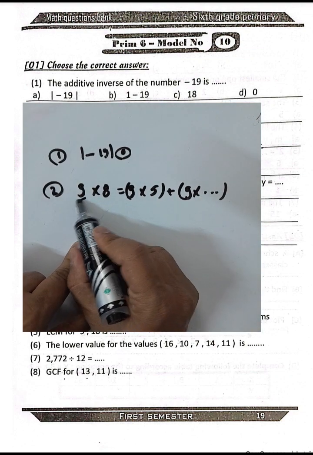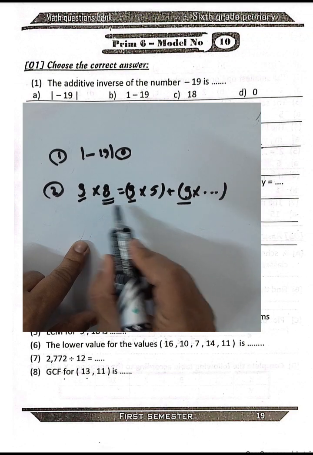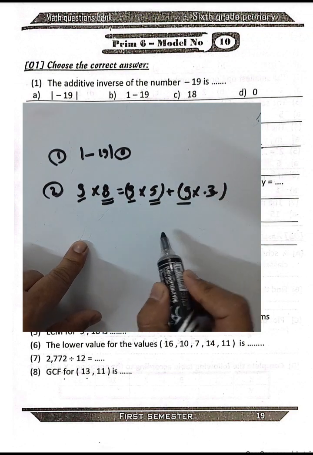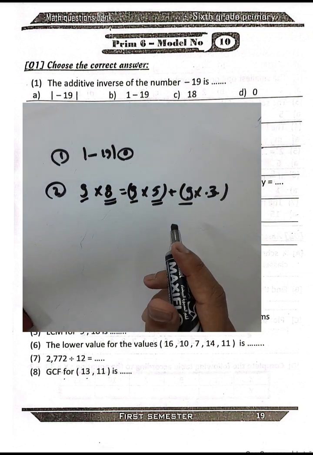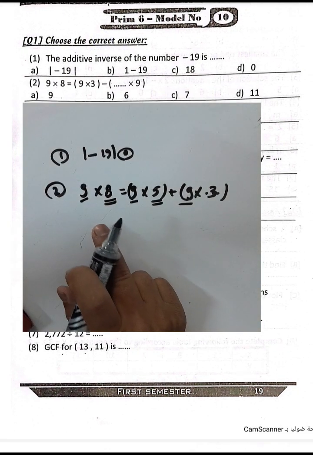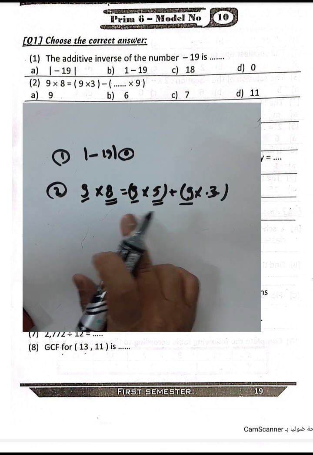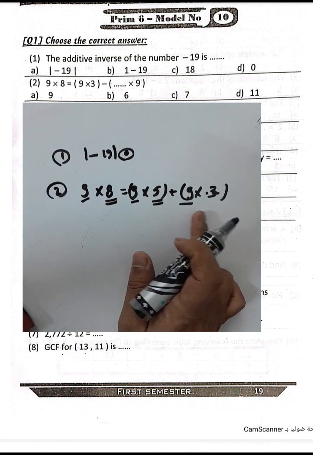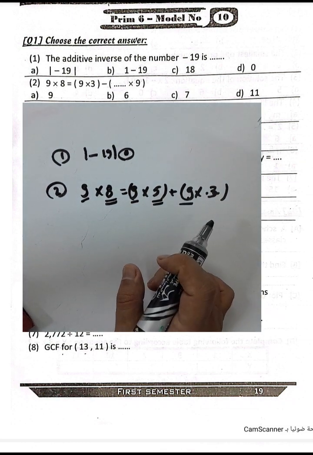We know 9 was the constant, and 8 equals 5 plus 3. The result here will be 3. Okay, is this example false? Then you must write question number 2 here: 9 times 8 equals 9 times 5 plus 9 times 3, because this question was false.